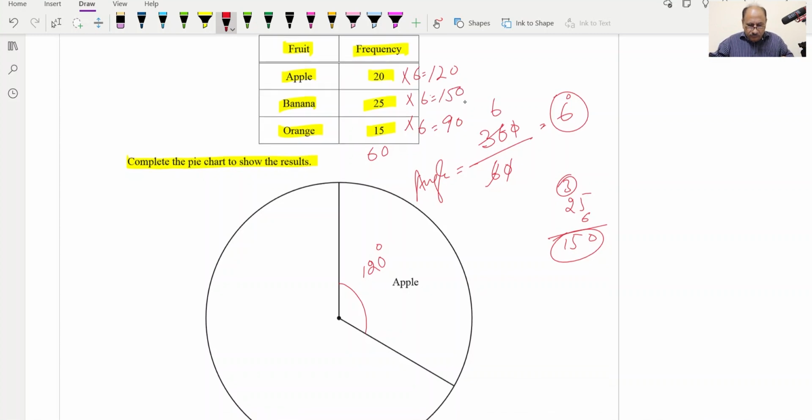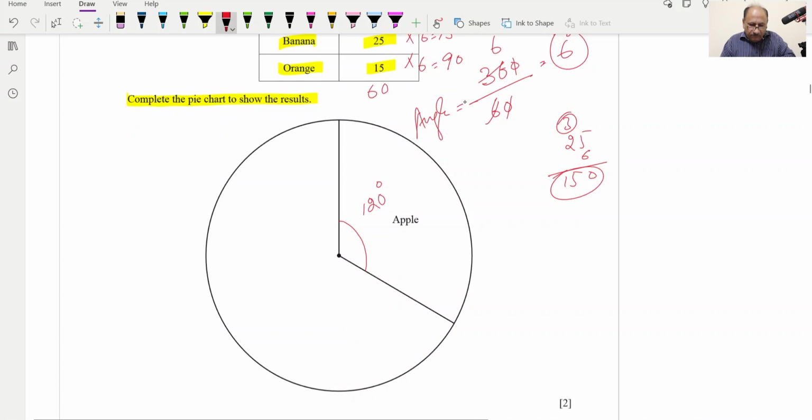Now what we can do, we can draw with the help of a protractor. You can place your protractor to measure this angle, and you can draw this line.